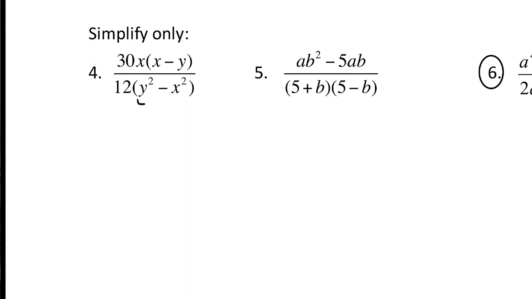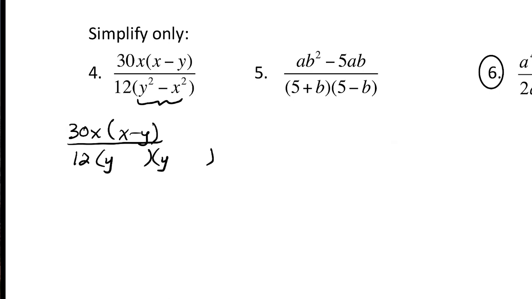Notice the denominator here is a difference of 2 squares. So factoring that, in the numerator is the exact same thing. In the denominator, though, we would factor a difference of 2 squares as y times y is y squared, and x times x is x squared. And since we have a negative, we need opposite signs.